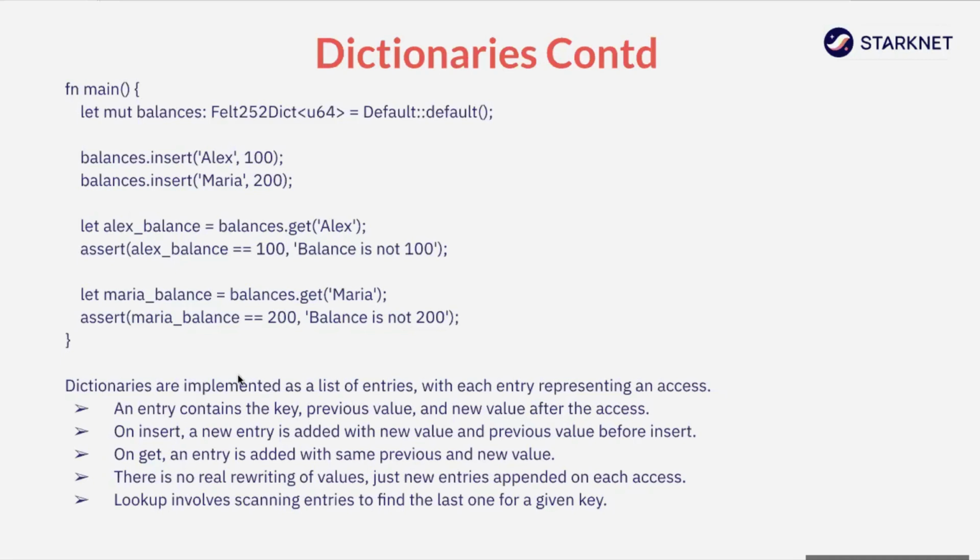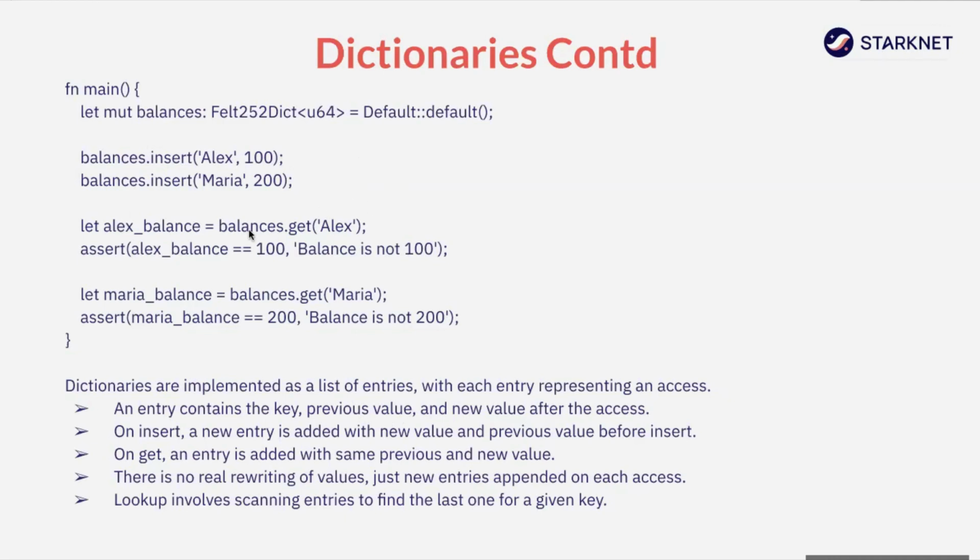So I said we have the key, the previous value, and the new value. In this case, say Alex is the key. At this point, the previous value is supposed to be 0, and the new value is 100.